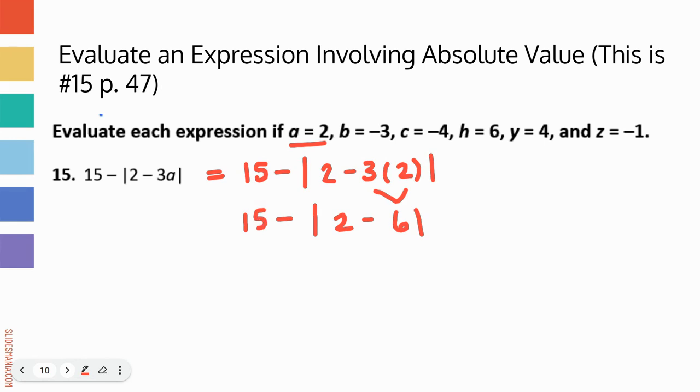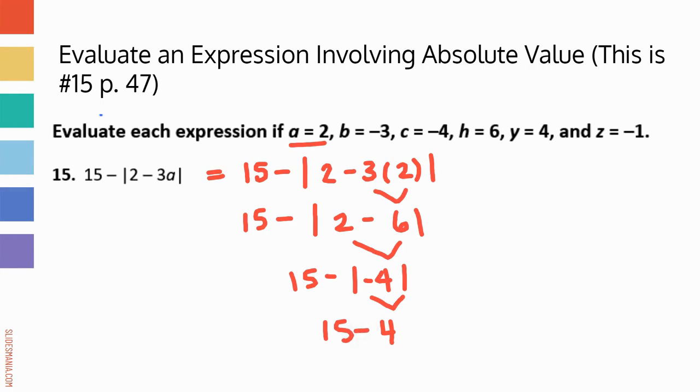Okay, so next we're going to do 2 minus 6. And that's going to be the absolute value of negative 4. And everything else is going to come down. And then we're going to do the absolute value of negative 4, which is actually positive 4. And everything else comes down. And then we have 15 minus 4, which is going to give us 11.